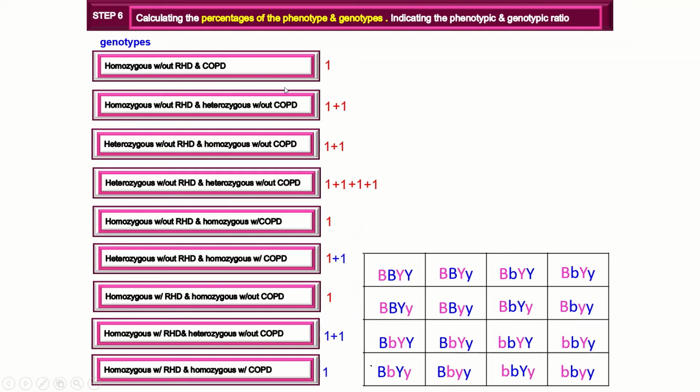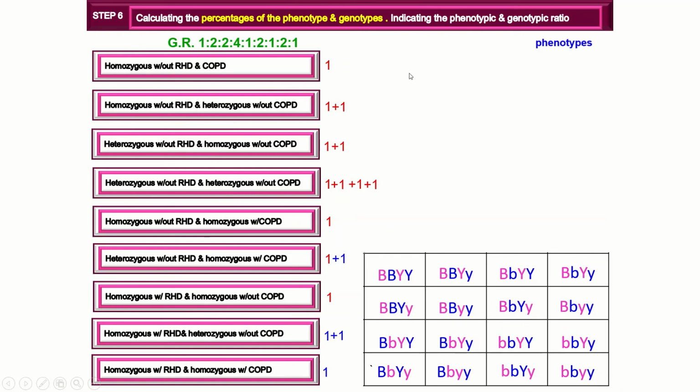the tally. So our genotypic ratio is now 1 is to 2 is to 2 is to 4 is to 1 is to 2 is to 1 is to 2 is to 1. So you just follow your tally for the order of your GR. Now it's time for the phenotype. So I'll be using my data here for the phenotype.